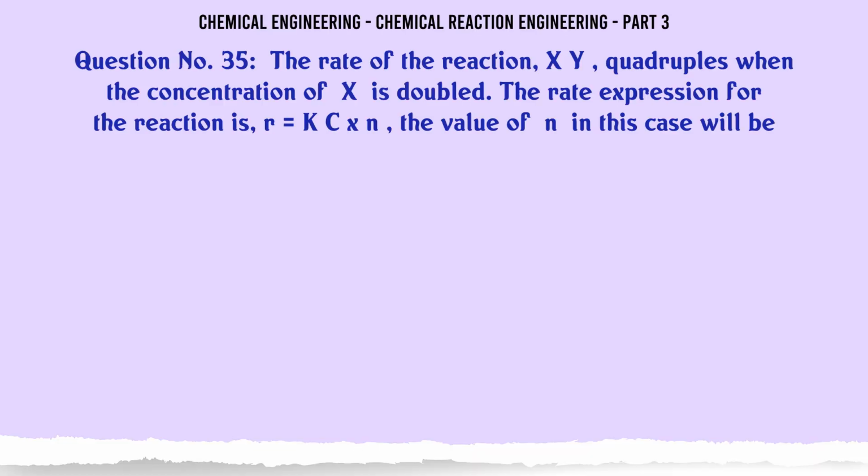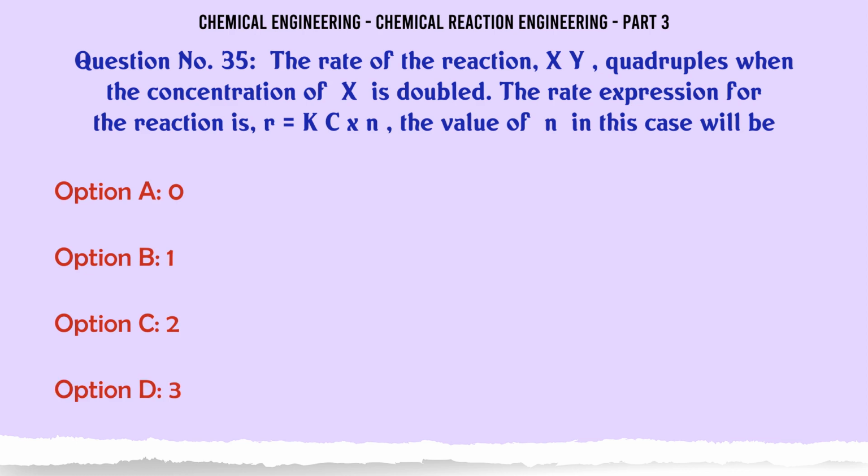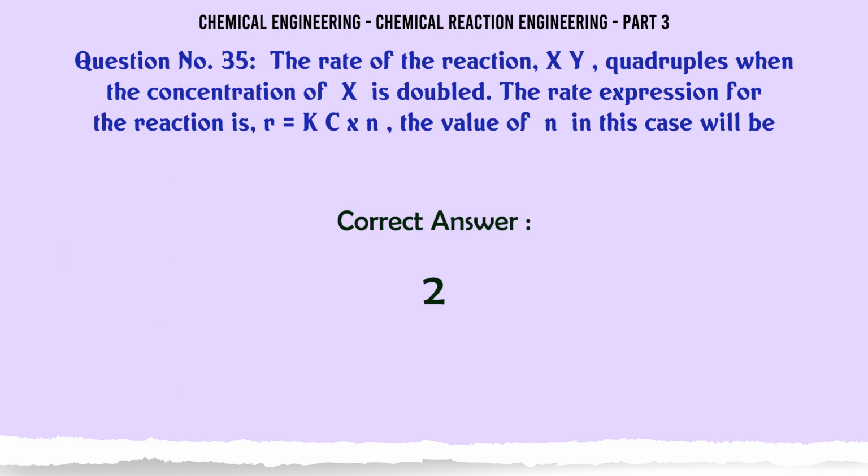The rate of the reaction X to Y quadruples when the concentration of X is doubled. The rate expression for the reaction is r = k Cx^n, and the value of n in this case will be A. 0, B. 1, C. 2, D. 3. The correct answer is 2.